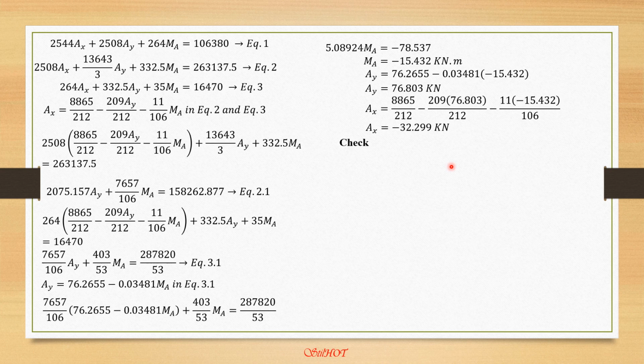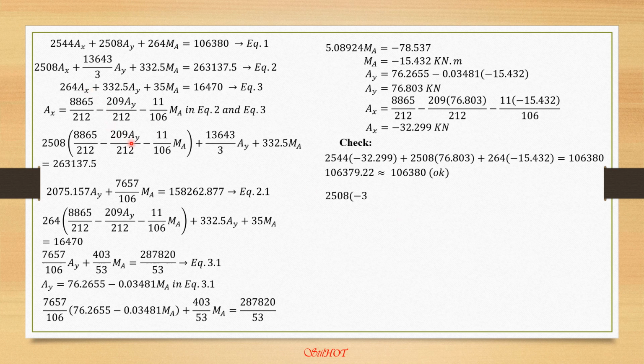So let's check the answers. Substitute into equation 1: 2544 times negative 32.299 plus 2508 times 76.803 plus 264 times negative 15.42. So the left side is 106,379.22, which is approximately equal to 106,380. Of course, we cannot expect that they are exactly equal. They are just approximately equal because we rounded off values of MA, AX, and AY.